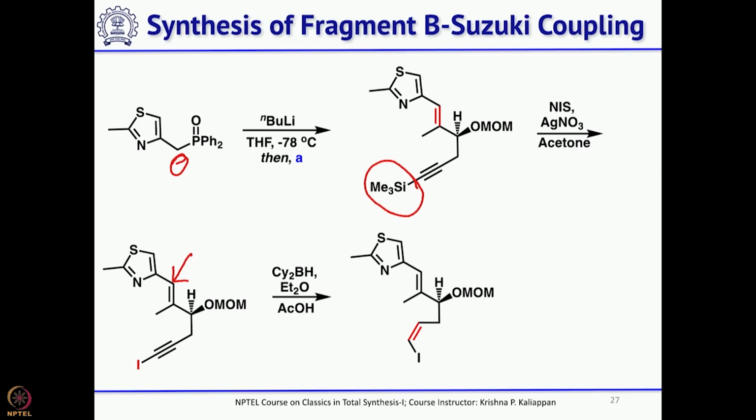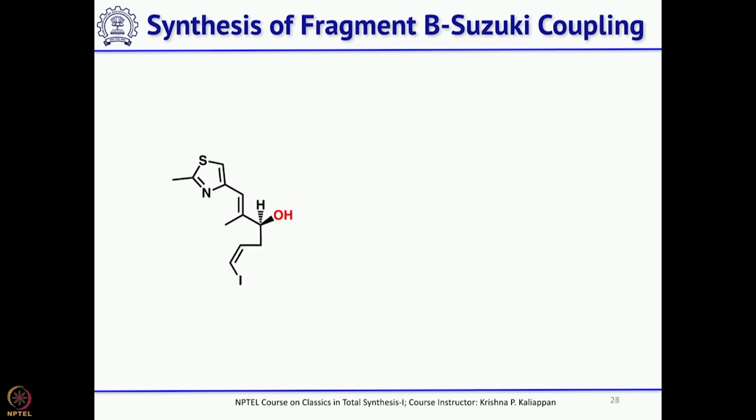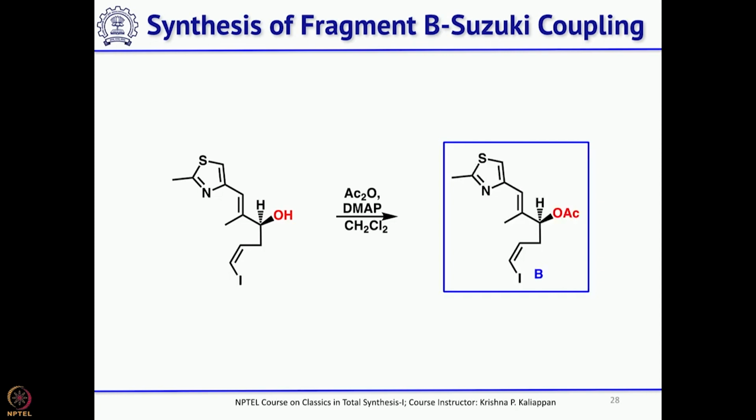And this upon reduction, you can call it as hydroboration and reduction. Okay. So, normally if you have triple bond and then do hydroboration oxidation, you will get enol, but if you treat with acetic acid, it will just reduce the triple bond, that is syn addition. So, you get the corresponding cis vinyl iodide. Then the MOM group was cleaved using benzenethiol and BF3 etherate to get the corresponding alcohol. This was protected as acetate by treating with acetic anhydride and DMAP. So, now the fragment B is ready.